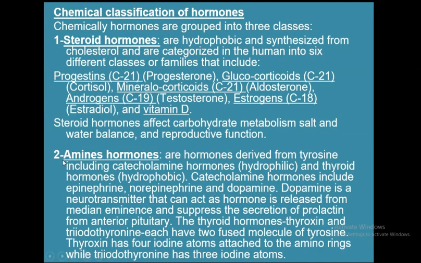The second group of hormones are amine hormones. You should know that all amine hormones are synthesized from the amino acid tyrosine. So amine hormones are the hormones that are synthesized from which amino acid? Tyrosine. When we say amine hormones, it contains 2 classes of hormones: catecholamine hormones, the first, and thyroid hormones, the second.